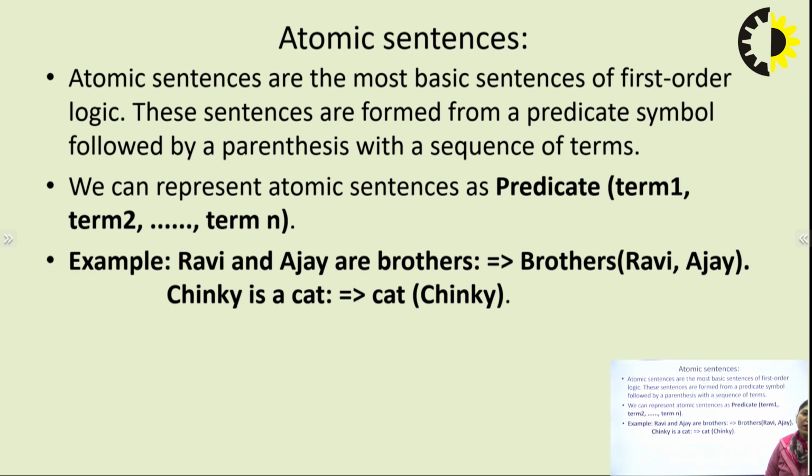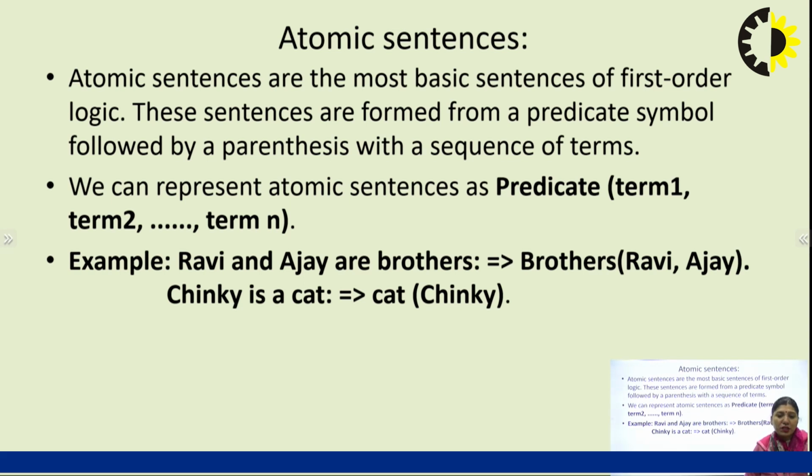Similarly, Chinky is a cat. We have the relationship and we have the object also. For the machine to understand, we can write simply cat, and in brackets we mention the name of the cat, that is Chinky. So these are the basic atomic sentences, and this shows how we represent them so the machine can understand. Fine.